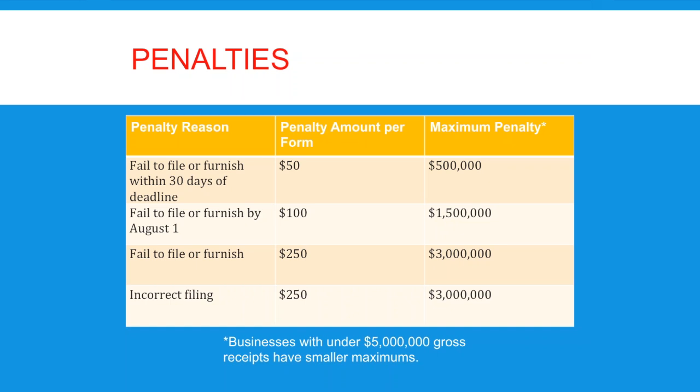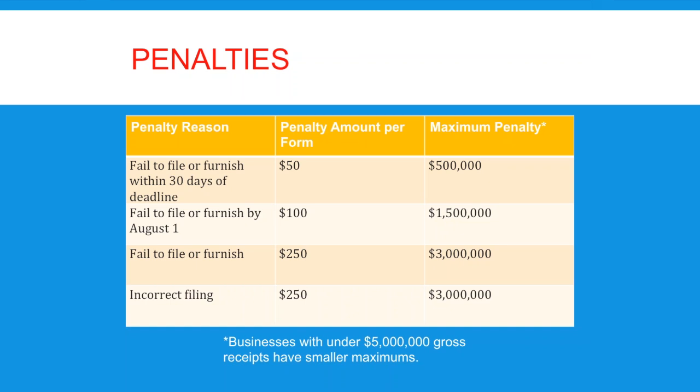If you fail to file or furnish the forms within 30 days of the deadline, that's a $50 each penalty up to $500,000. Fail to file or furnish by August 1st, it's $100 up to $1.5 million, and failure to file or furnish at all is $250 with a maximum of $3 million. An incorrect filing is $250 with a maximum of $3 million. Those maximums can be adjusted downward for smaller businesses, which the IRS has defined as under $5 million gross receipts. They have smaller maximums, basically half of what you see here. So still a pretty significant chunk of change.